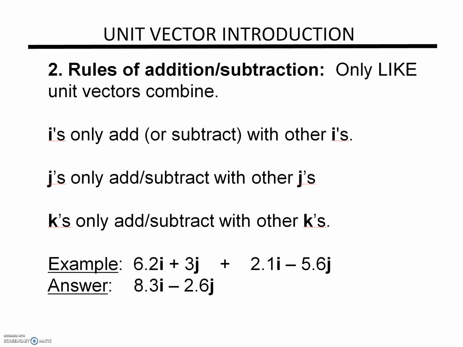So here are the rules of addition and subtraction. Only, very easy, only like vectors, unit vectors combine. So we can only add the i's, we can only add the j's, and we can only add the k's. So in the simple example given here, 6.2i will add to 2.1, and 3 minus 5.6 gives us this. So it's fairly straightforward addition.